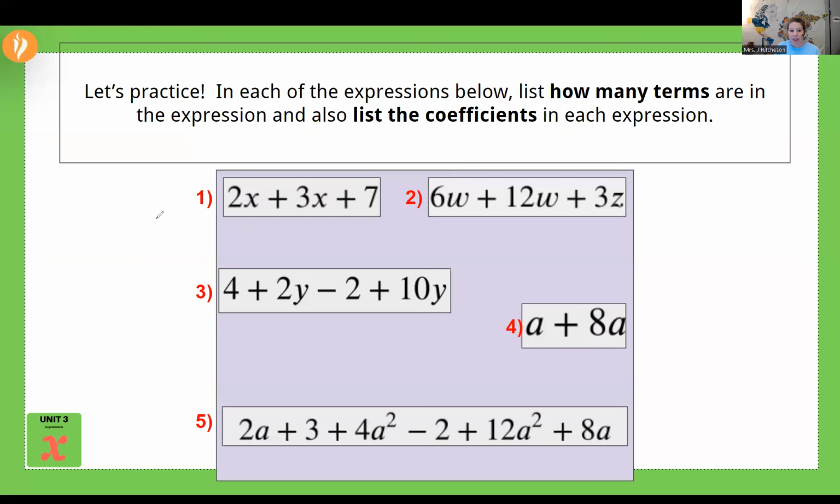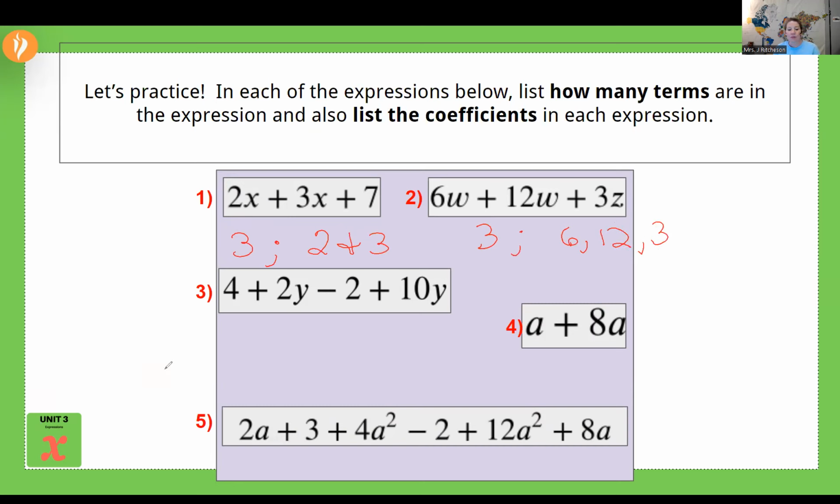All right, number 1, how many terms are there? There's 3 terms. We have a positive 2x, a positive 3x, and a positive 7. The coefficients are 2 and 3. Coefficients are numbers multiplied by variables. Number 2, how many terms do we see? We see 3 terms. And what are the coefficients? They are 6, 12, and 3.